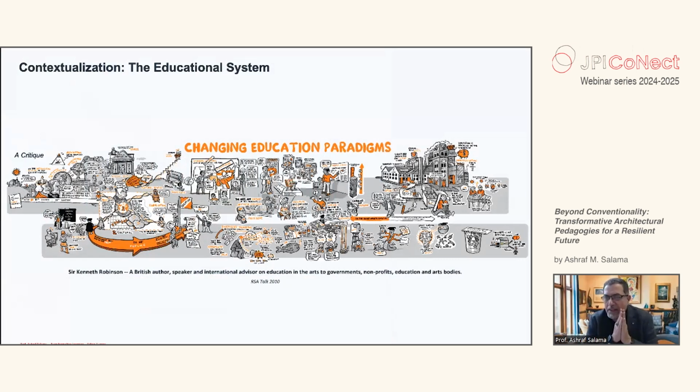Ken Robinson. Ken Robinson is or was a British consultant to education, to many governments in education matters, not necessarily architecture education and even pre-university education. And he was arguing that every country on earth is trying to reform education. We are in a continuous process of reforming education, and that's for two reasons. One cultural and one economic.